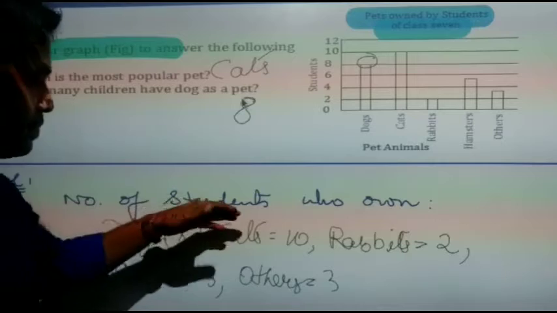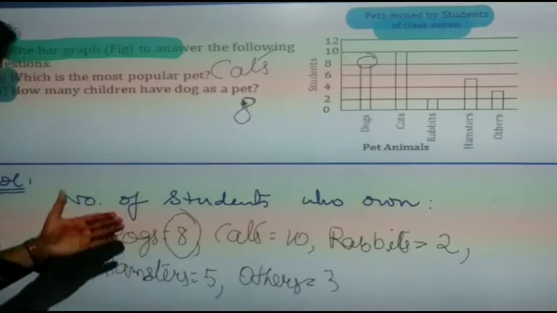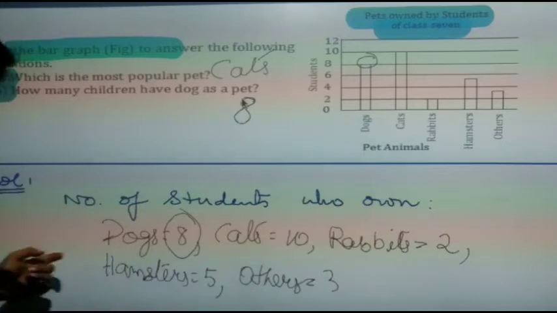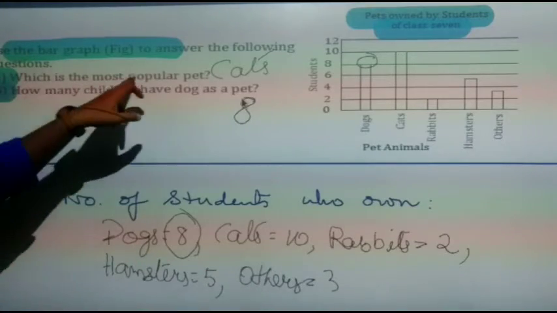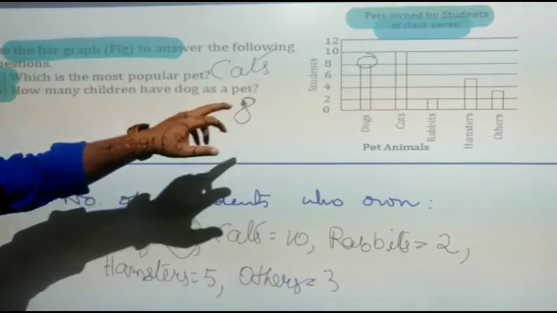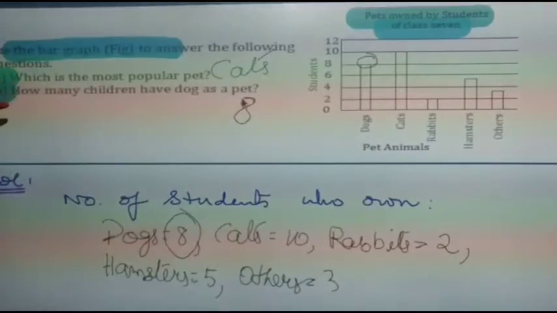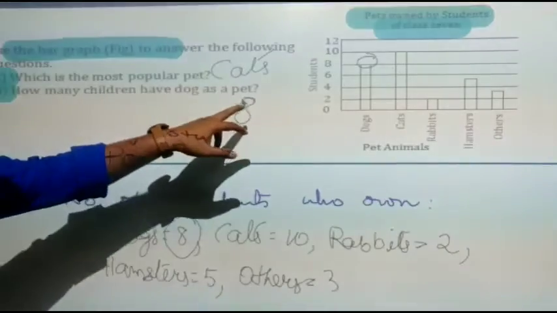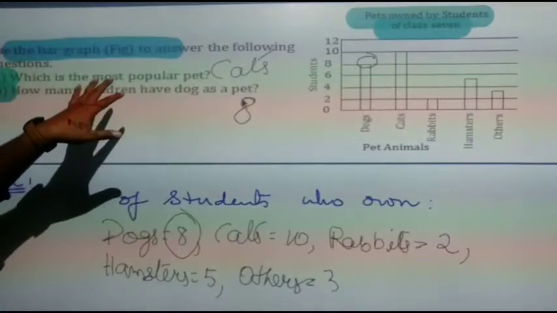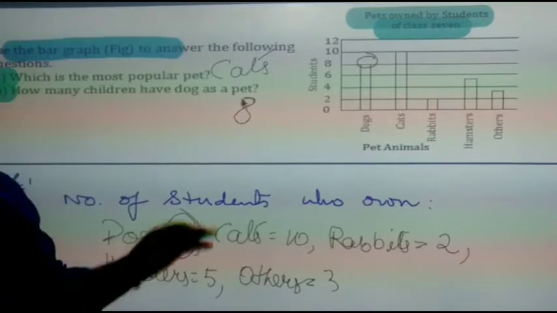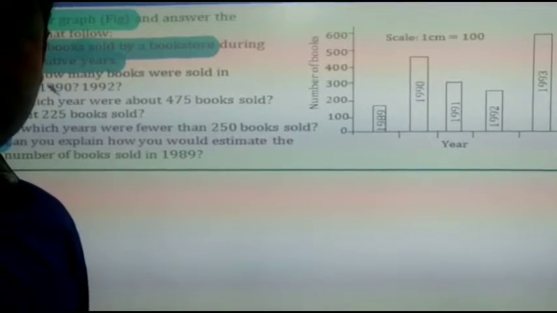Okay. So you write the statement, number of students who own, then you write the dogs, cats, rabbits, hamsters, others. Then you write answer 1: which is the most popular pet? Write the answer as cats, or you can write cat is the most popular pet. For the second one, you write how many children have dogs as a pet: 8 children have a dog as a pet. So this is question number 1. Let us move to question number 2 now.